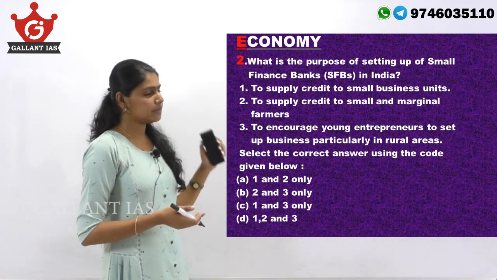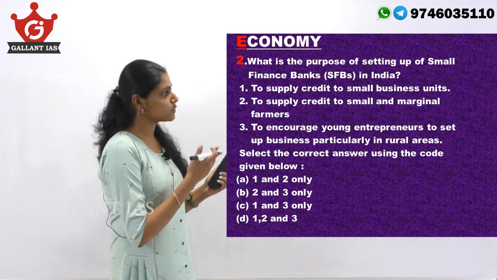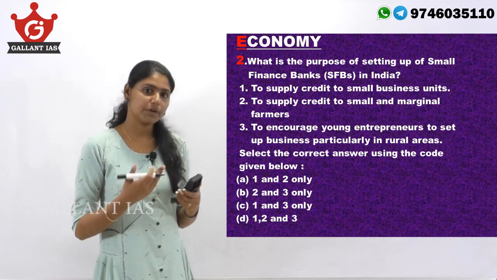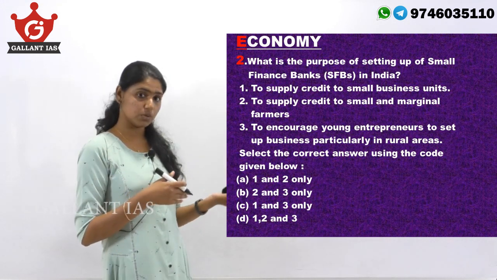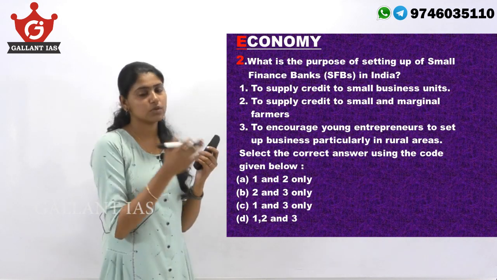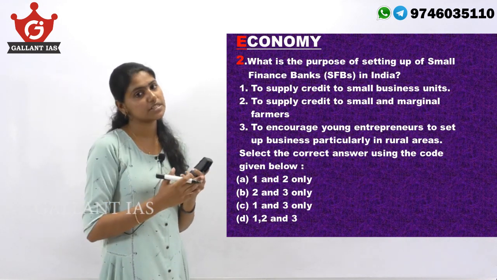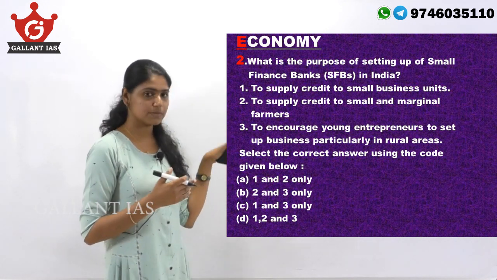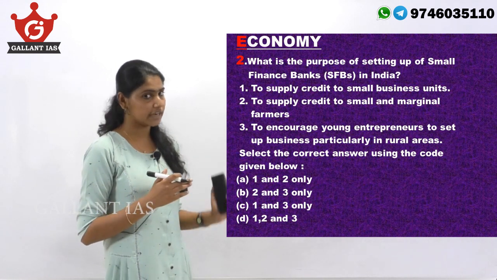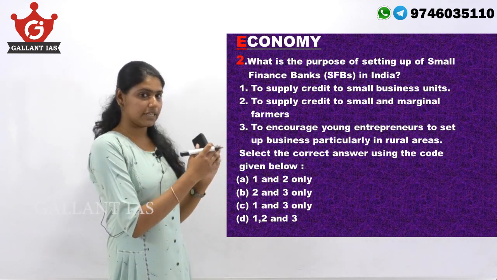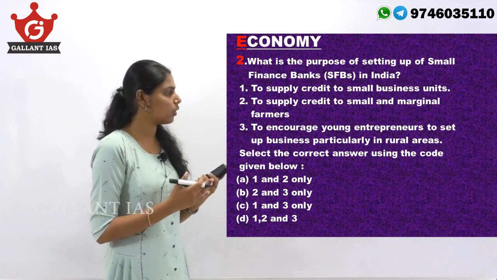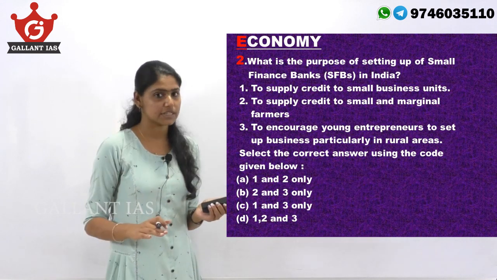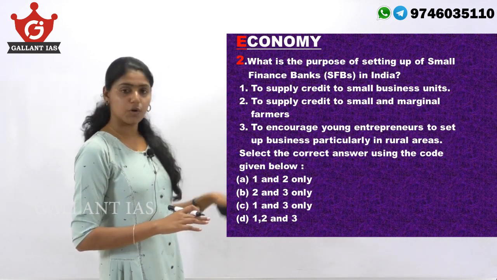And the third statement, to encourage young entrepreneurs to set up business, particularly in rural areas. This statement seems to be an objective of small finance banks. Actually, indirectly, it is aiding the entrepreneurship of youngsters in the rural areas. But it's not explicitly the objective of small finance banks. So it's actually a tricky question. Most of us will go for option D, 1, 2 and 3, thinking that 3 is also an objective. But 3 is not explicitly the objective of small finance banks.